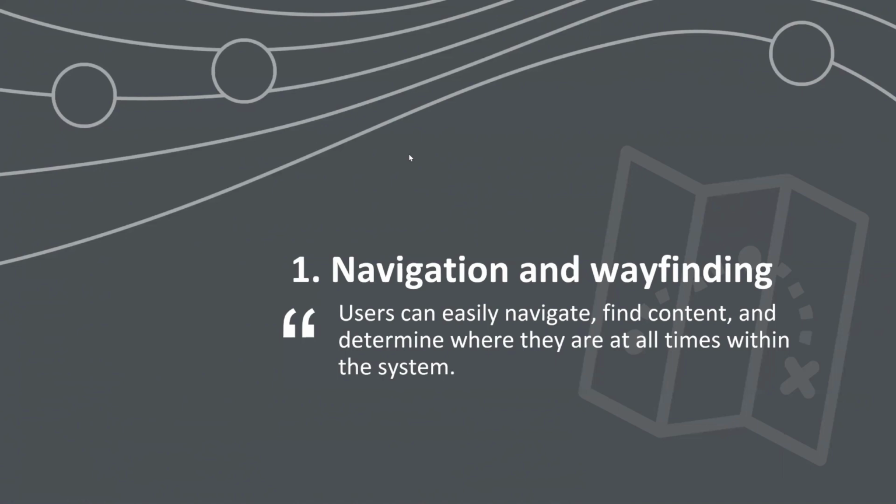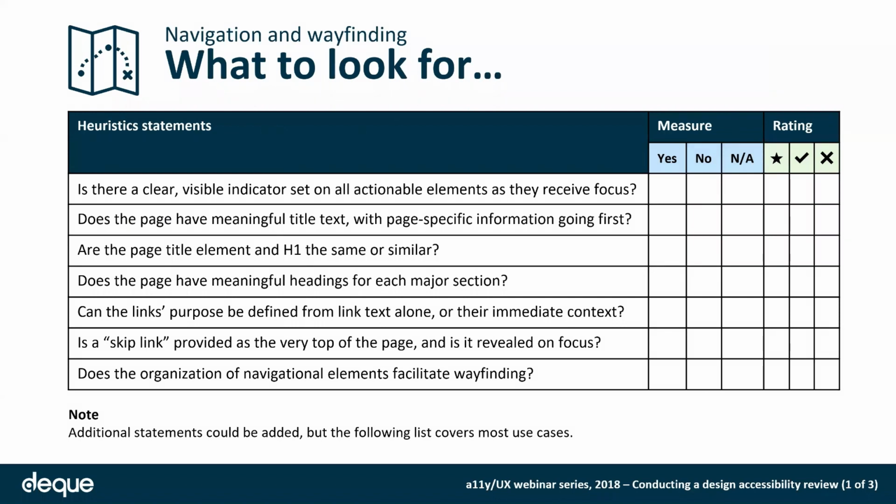So the first heuristic that we will go through is navigation and wayfinding, which checks if users can easily navigate and find content, along with determining where the user is located in the website. Since we will not be able to demonstrate every heuristic on the wireframe, we will take you through each statement at a high level and then demonstrate 2 heuristic evaluations on the wireframe.